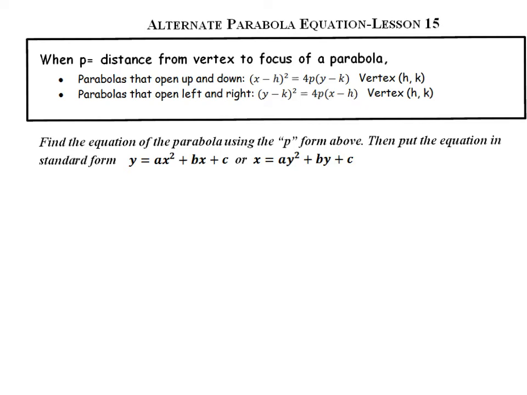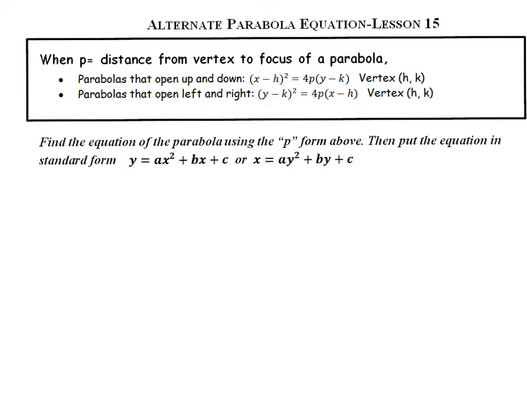Up until now, we've only been talking about parabolas that open up or down. Today we're going to take a look at equations also that either open to the right or to the left when we graph them. So first of all, let's take a look at the definition inside the box. P is going to stand for the distance from the vertex to the focus of the parabola.